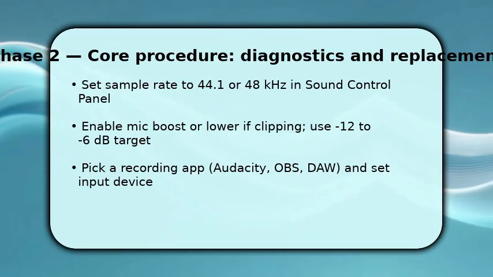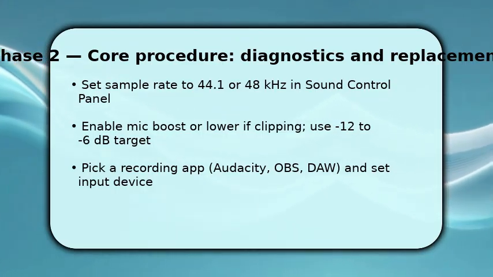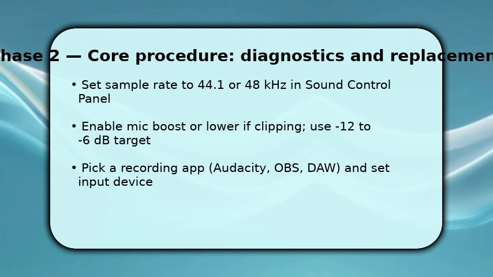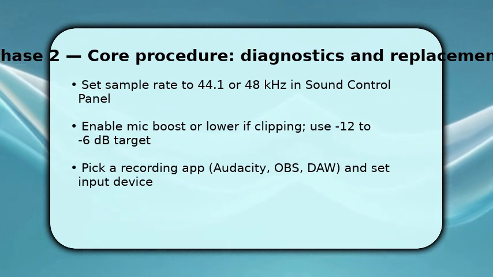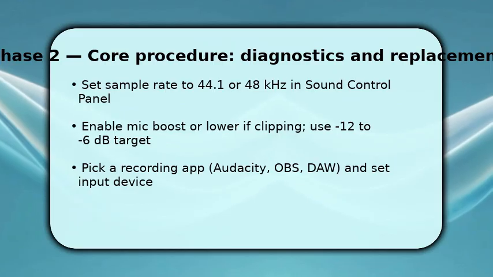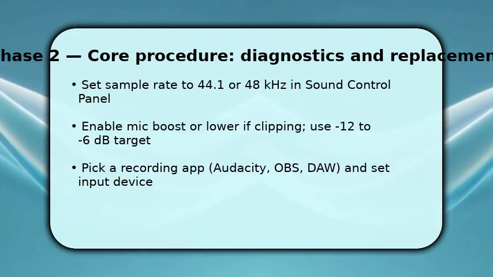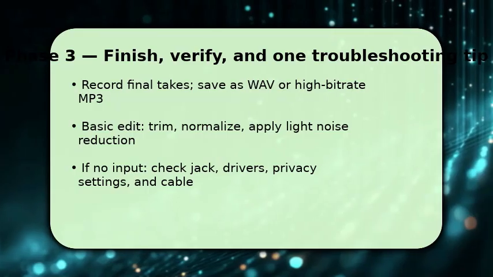Open your recording app, select the earphone mic as input, and set buffer/latency to a moderate value for stability. Do a short test take, listen back, and tweak gain until peaks sit around -12 to -6 dB. Now you finish by recording your final takes with confidence.